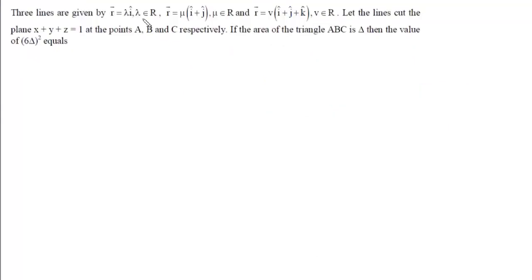Now the question is, 3 lines are given by r equals lambda i, r equals mu (i plus j), and r equals v (i plus j plus k). Now let the lines cut the plane x plus y plus z equals 1 at points A, B and C. Now this point A is (lambda, 0, 0). Now B is (mu, mu, 0), and C is (v, v, v), and they all lie on this plane x plus y plus z equals 1.